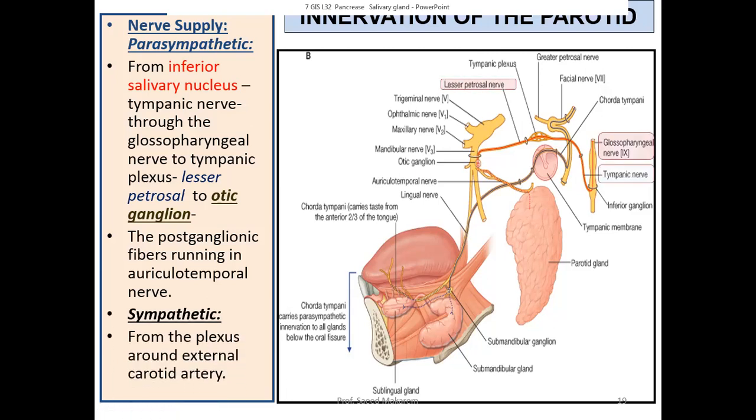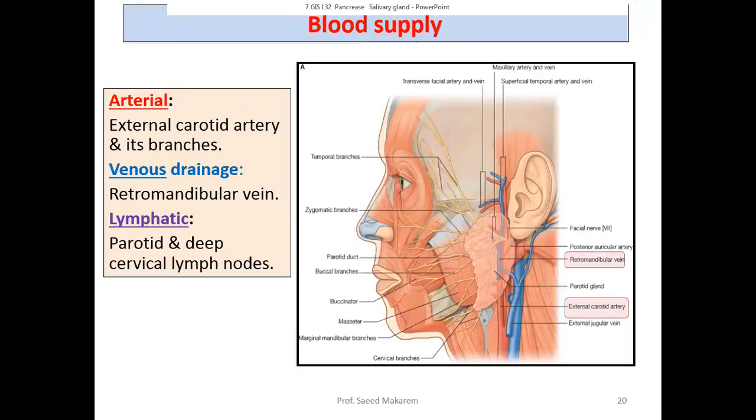Sympathetic is from the plexus around the external carotid artery. Now coming to the blood supply. If you see here, this is the common carotid artery dividing into external and internal. The external carotid artery gives rise to the maxillary as well as the superficial temporal. Similarly, the superficial temporal vein and the maxillary vein join here to form the retromandibular vein.